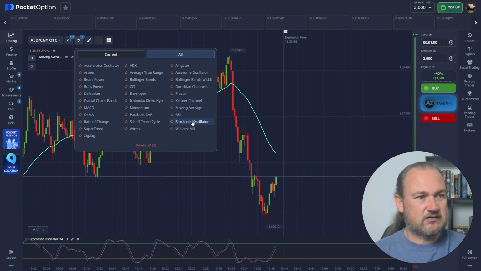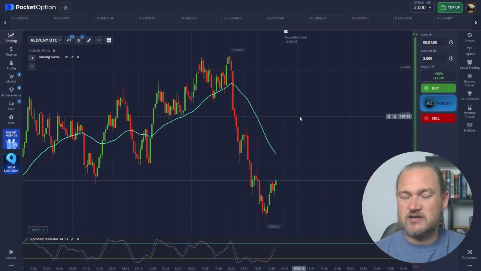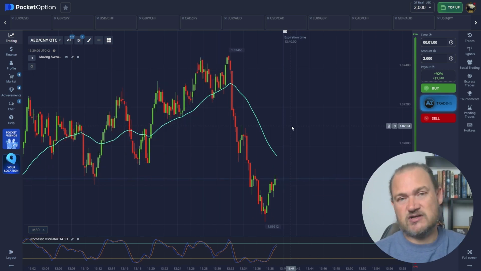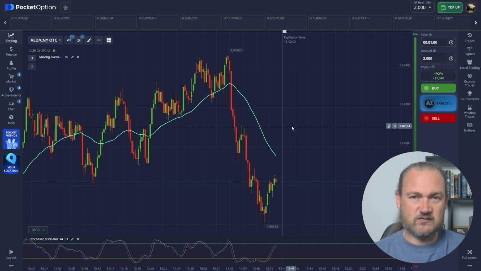Next up, we're going to add the stochastic oscillator. We're not going to make any changes to it. If you want to make visual changes, feel free, but we're going to leave it on the default settings for this.